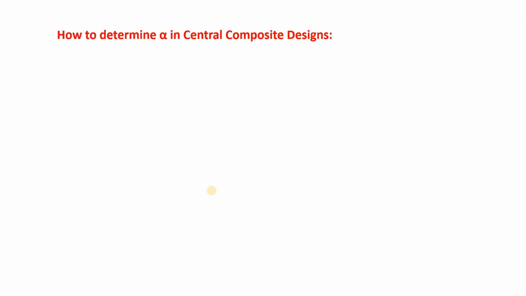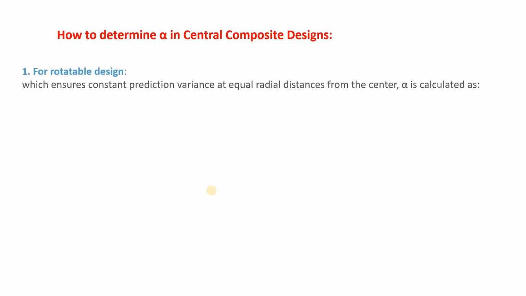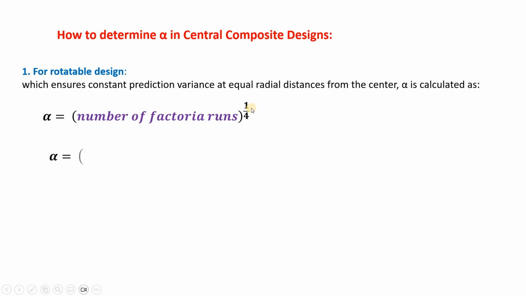Now coming back, we have understood that based on alpha we can categorize the CCD into different categories. Then what will be the value of this alpha? For rotatable design, which ensures constant prediction variance at equal radius distance from the center, alpha is calculated as the number of factorial runs to the power 1/4. We know that the factorial runs are based on full factorial, so we can write 2 to the power f, to the power 1/4.